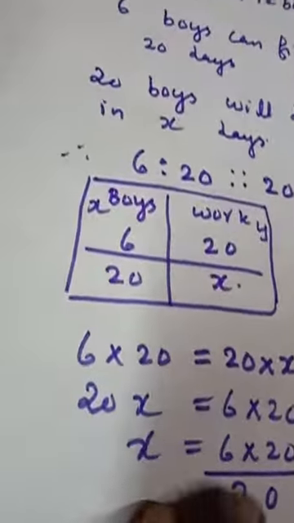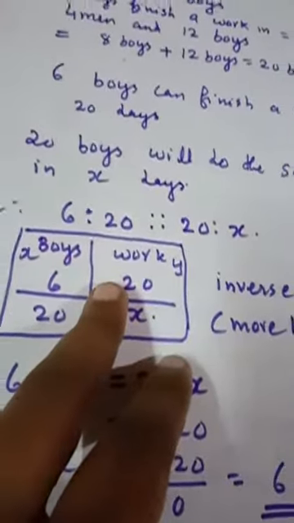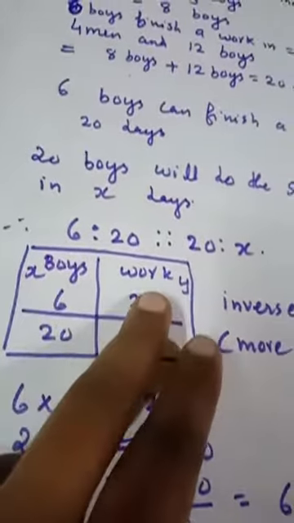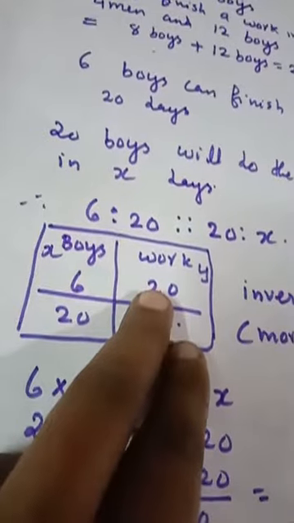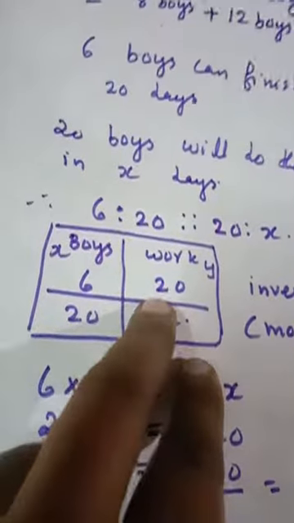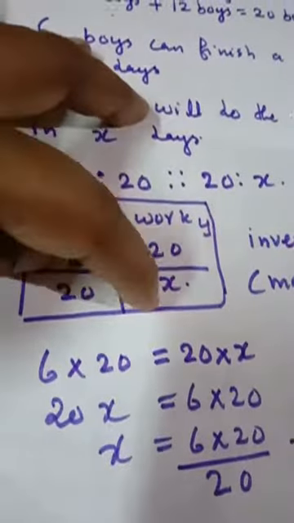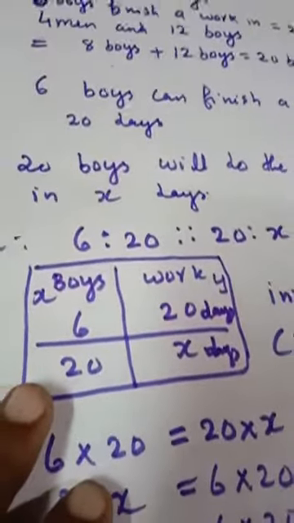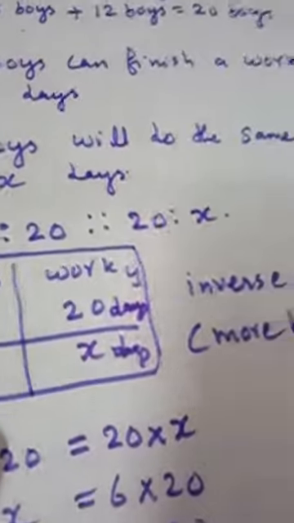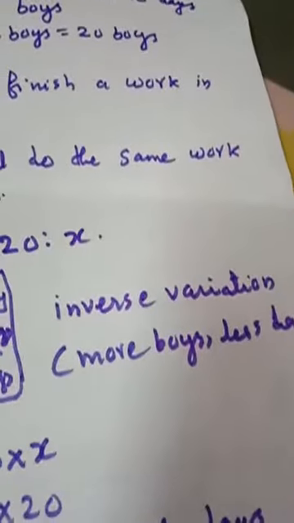6. Otherwise we can do it this way also. 6 is to 20 proportional to 20 is to x. If it is 6 boys, they take 20 days. If it is 20 boys, x days. We don't know how many days. See, 6 boys, 20 days. 20 boys, x days. This is an inverse variation.